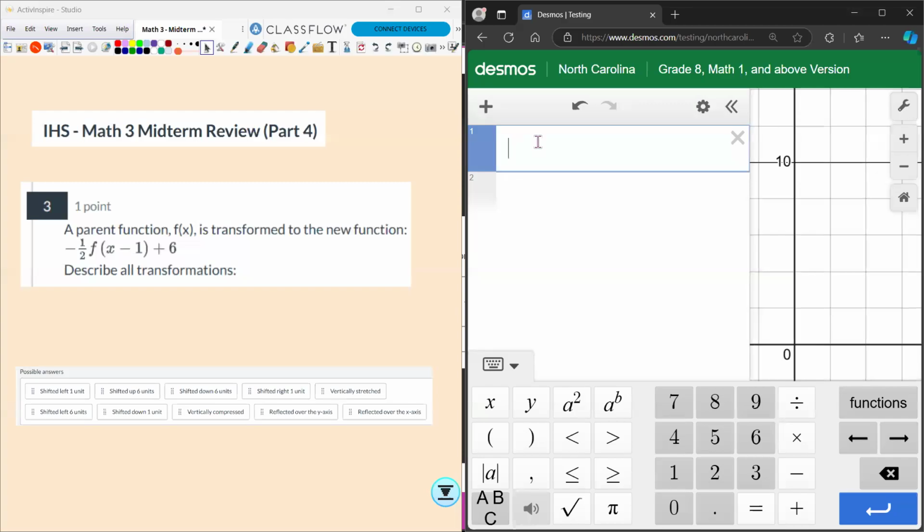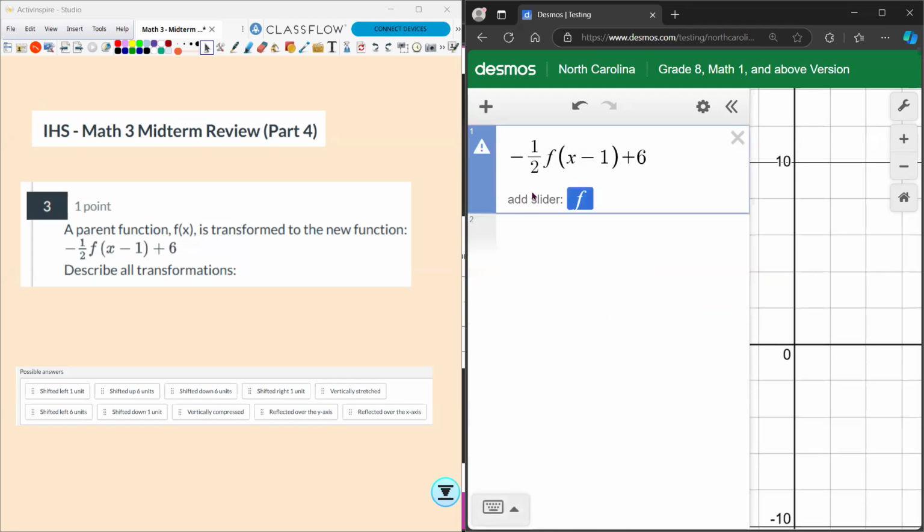Question 3, a parent function f of x is transformed to the new function negative 1/2 f parentheses x minus 1 plus 6. Describe all the transformations. If you don't know your function rules, you don't really have a function to be able to put in, because if you try to type in negative 1/2 f parentheses x minus 1 plus 6, it's not going to let you move a function. So you have to define a function first before you can actually move it.